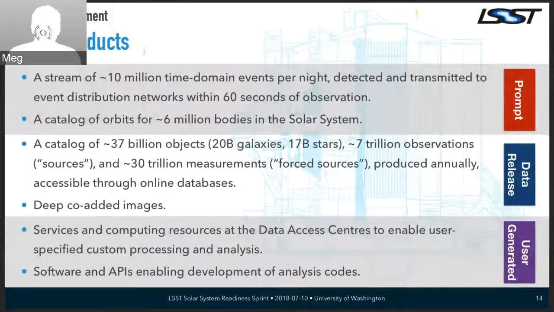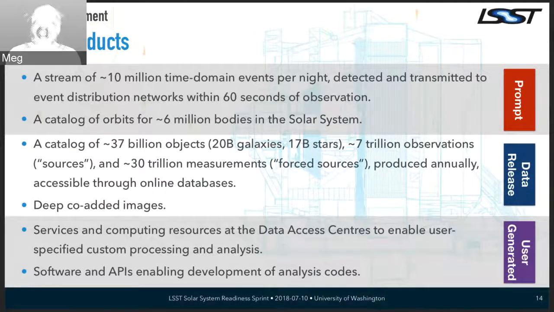The important bit, perhaps the key outcome of all of LSST, is the data products. And this is in some sense why we're all here. So what are we talking about in terms of LSST data products? Well, we're talking about the prompt data products: a stream of 10 million time domain events per night, detected and transmitted to event distribution networks within 60 seconds of the observation, and a catalog of orbits for 6 million solar system bodies.